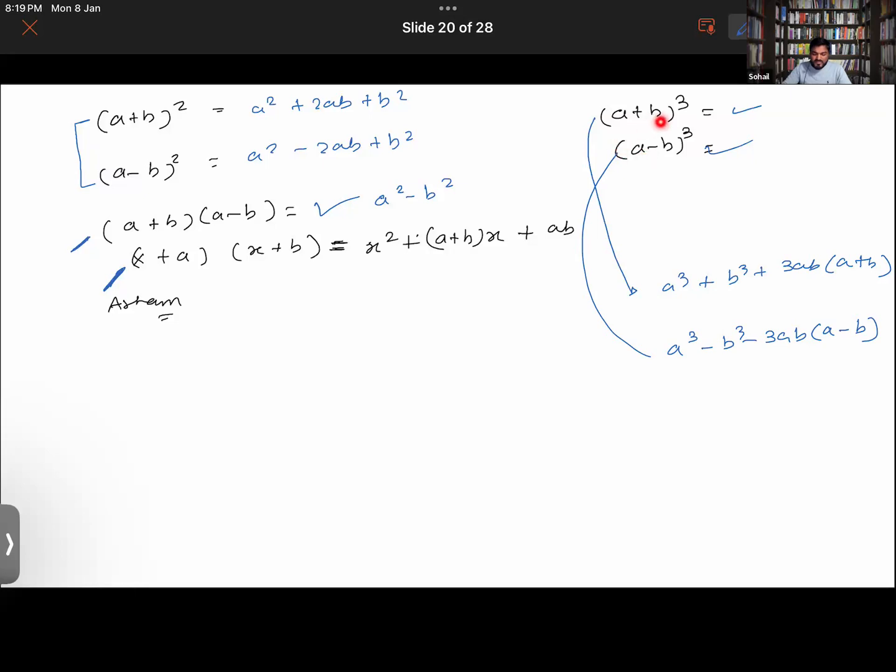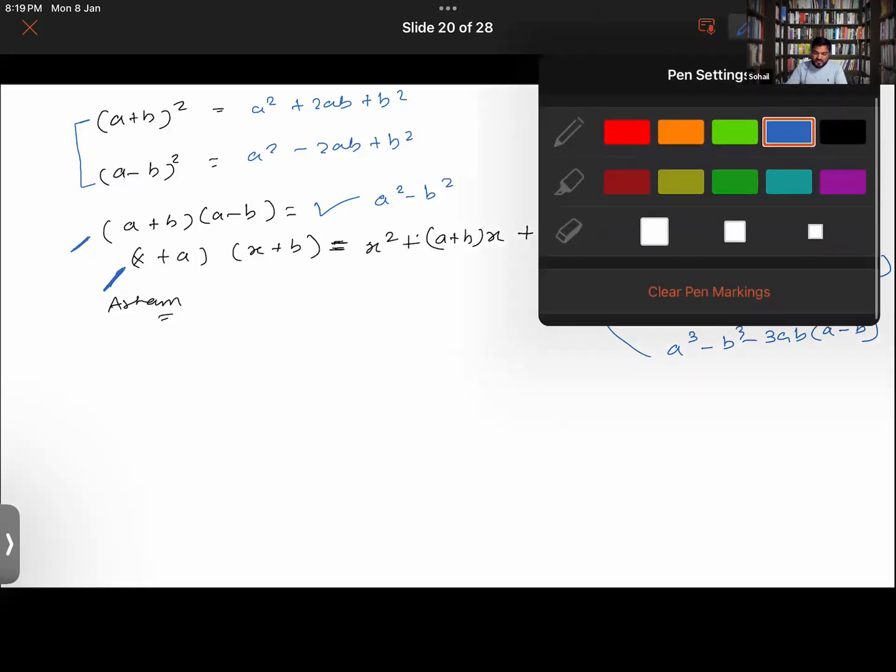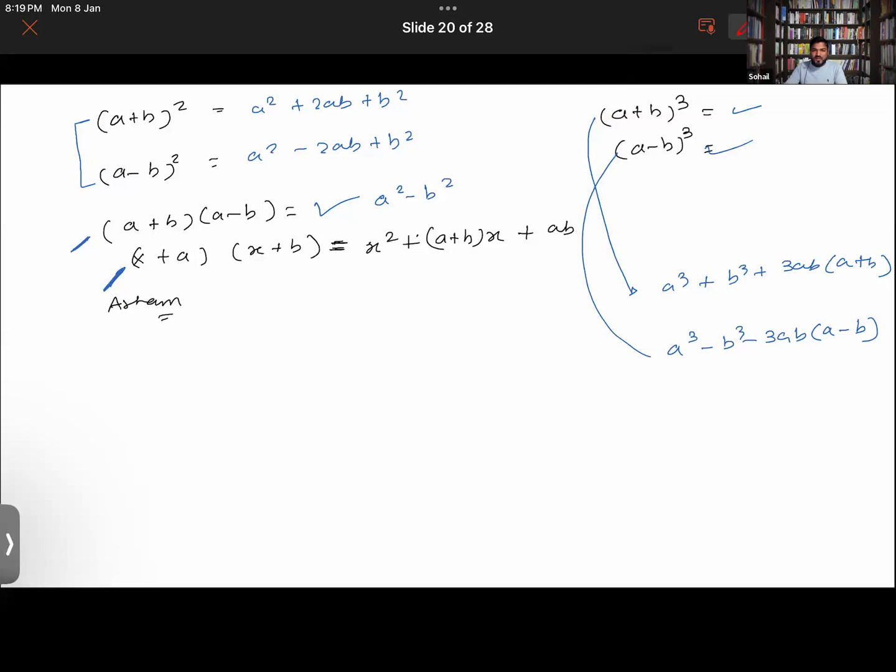Arham, don't worry. You will be studying these formulas in class 9. Okay, shall I ask questions from exponents and powers also? Yes, sir. Since we are revising some formulas, let's complete it.